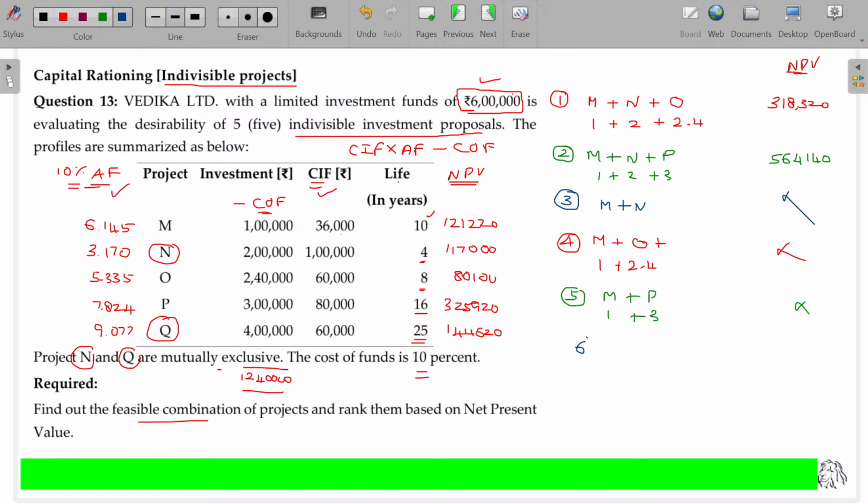Sixth option. We have to choose M and, rather than P, go directly for Q. This combination we have not chosen up to now. M requires 1 lakh and Q requires 4 lakhs. We have invested 5 lakhs. Still we have a surplus of 1 lakh. That surplus 1 lakh cannot be used anywhere. Now tell me, what is the NPV for these two projects?